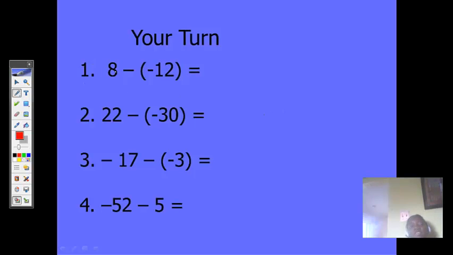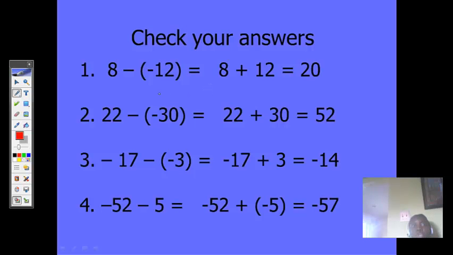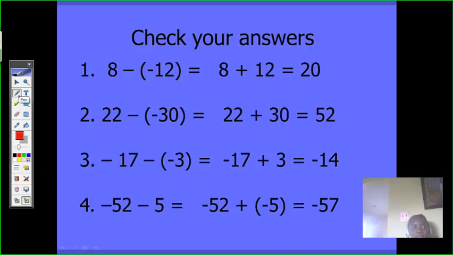Alright, so here let's go ahead and practice a few. So here we have 8 minus negative 12. Once again, pretend you have magical powers. Turn these guys into a plus. Alright, so here we have 8 plus 12 is equal to 20. And over here we have 22 minus negative 30. Again, let me write on this. Again, turn these to plus. 22 plus 30, we get 52.